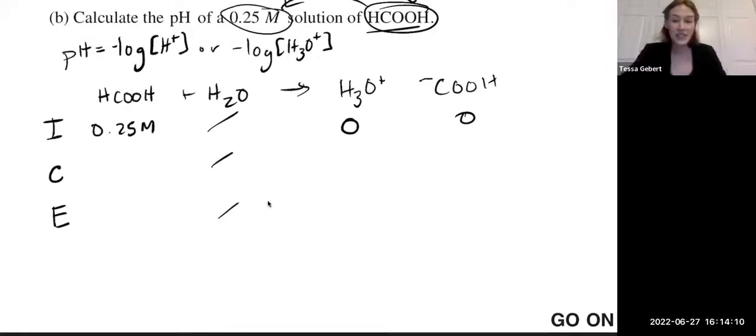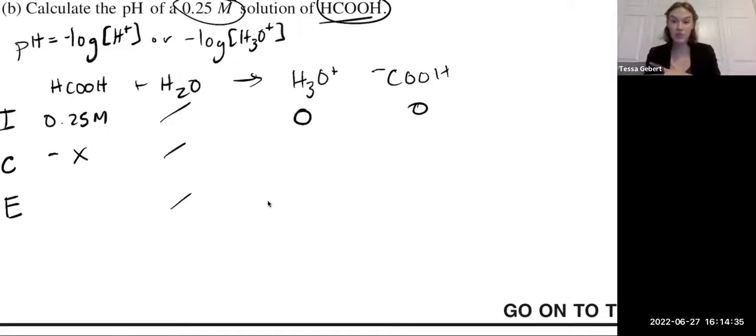Now the next question is, how do I know how much changed? Like, how do we know how much of this got used up? And we don't. So the nice thing about math and chemistry is that the way you signal that is you just put a variable there. And we know that we're using it up, so we're going to put a minus behind it. We're using this up, so minus X. And then the opposite is true for the products. We're making it, plus X.